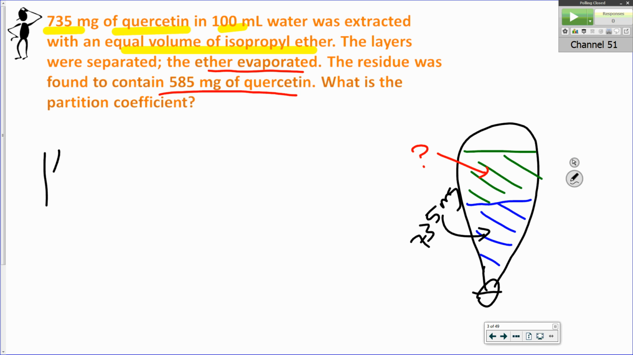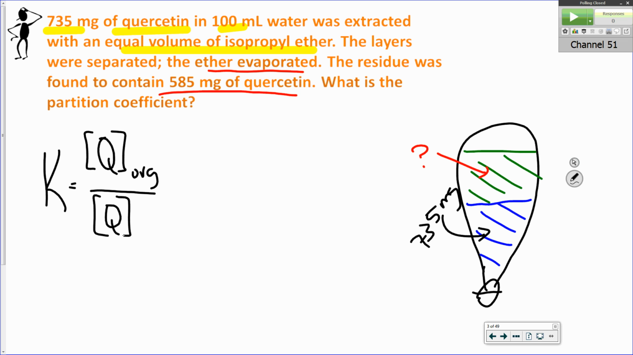So K is going to be defined as the concentration of Q in the organic divided by the concentration of Q in the aqueous. Now, usually when we think of concentration, we think of molar concentration, so we would need to know the molar mass to calculate the molarity. The key thing about K values is that they are unitless.